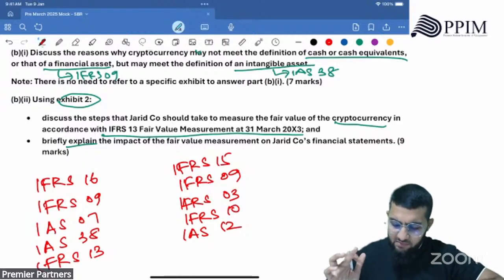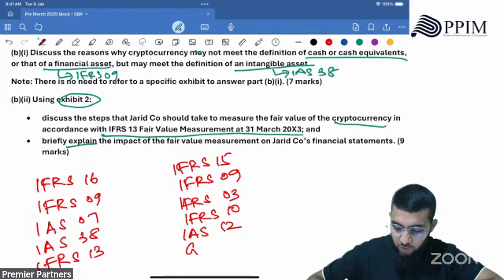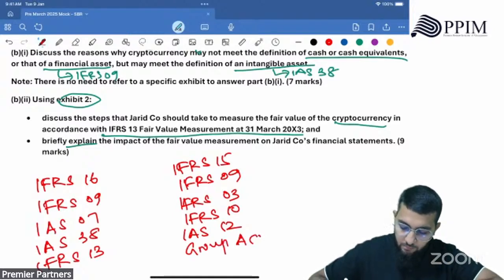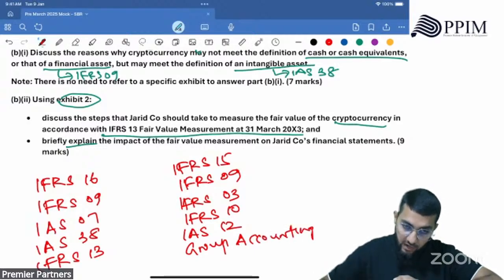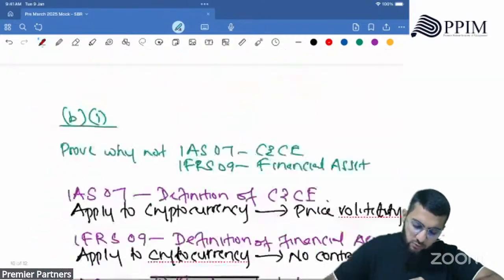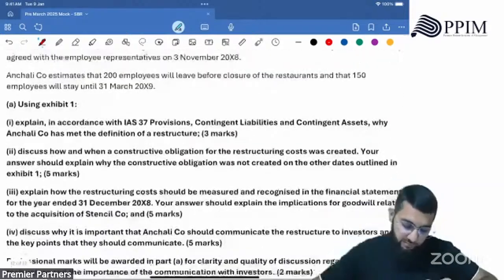Yeah, it was mainly the group accounting and IAS 12, right? Components of group accounting was there. So you see how many standards are already covered in questions until question 3 itself. Let's quickly look at question 4 also and see what standards are being covered, so you can at least revise those standards today.